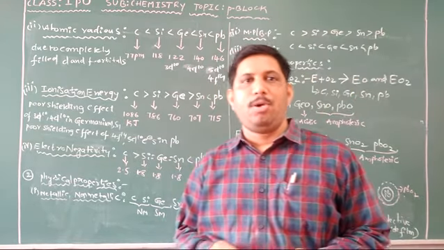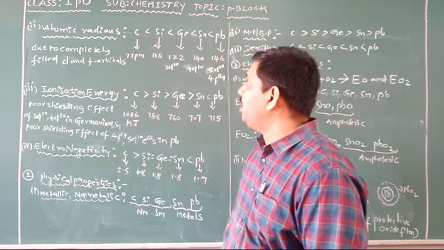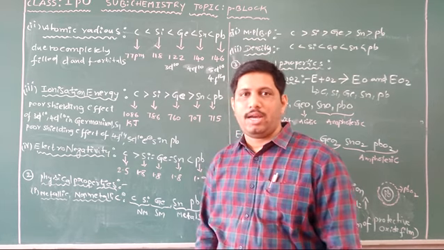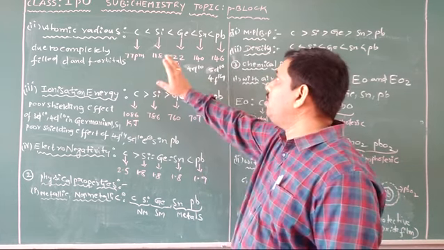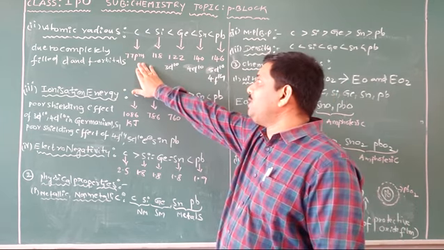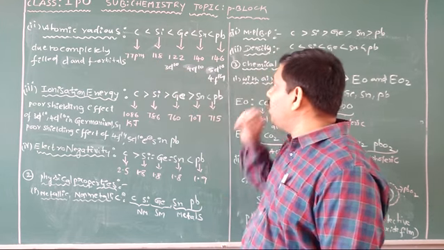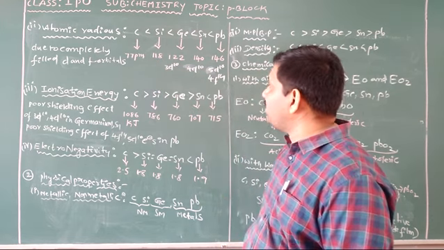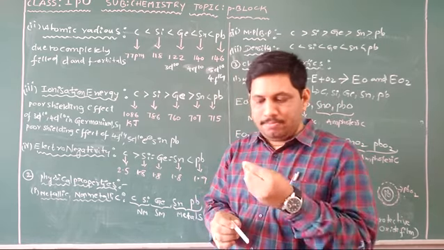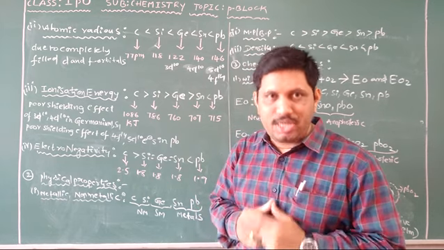Okay, students. Second property we are discussing, that is atomic radius. The atomic radii of the group 14 elements are as follows: carbon is 77 picometer, silicon 118 picometer, germanium 122, tin 140 and lead 146 picometers. These are the atomic radii of the group 14 elements.